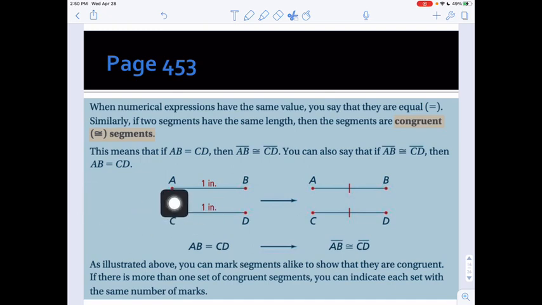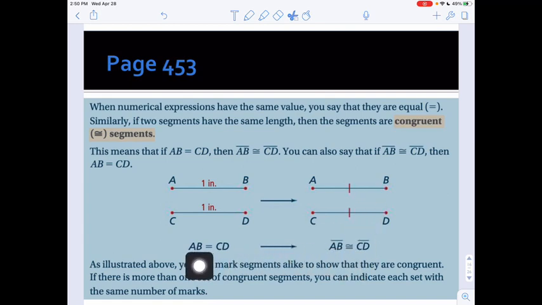So here we have a line segment, AB, which is 1 inch in length, and a line segment CD, which has a length of 1 inch as well. Therefore, segment AB is congruent to segment CD. We show this by using a tick mark.